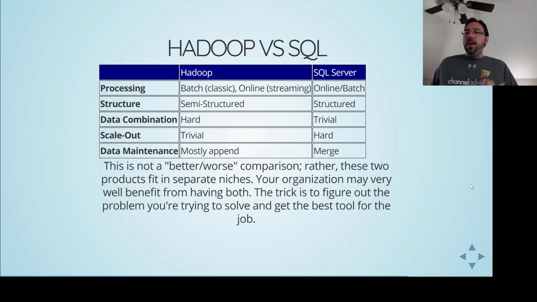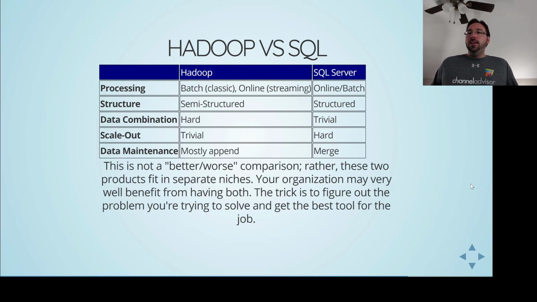SQL Server has historically been online processing. And also you could do batch jobs with it, long-running jobs that return maybe a large result set or parse through a huge amount of data. The major point where they still remain separate is in structure. Hadoop is still a semi-structured data platform space, but SQL Server, other relational databases, remain structured.